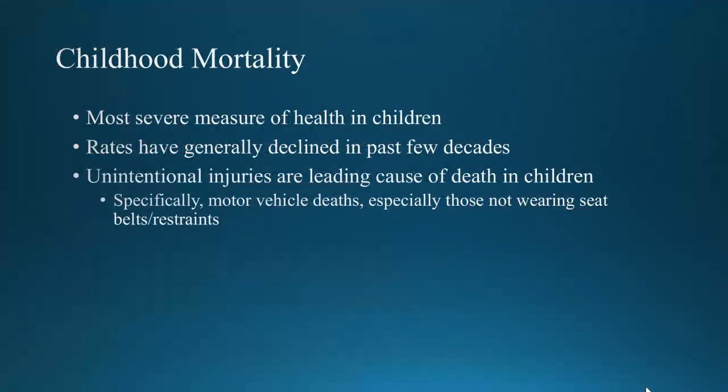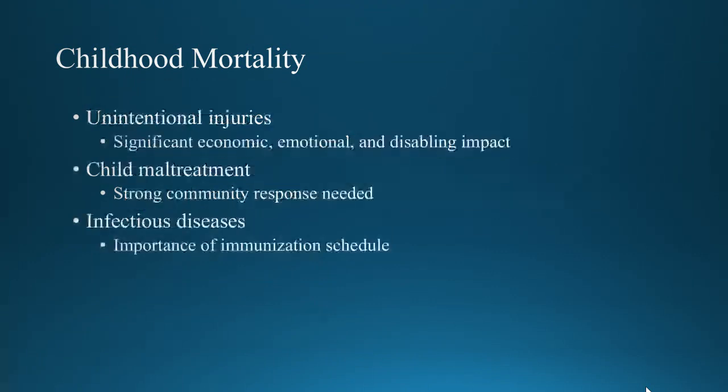When we look at childhood mortality, this is the death rate of children between the ages of 1 and 9. Rates have generally declined in the past few years. However, unintentional injuries are the leading cause of death in children. The majority are motor vehicle deaths, especially those not wearing seatbelts or restraints, or not properly using child booster seats and car seats.